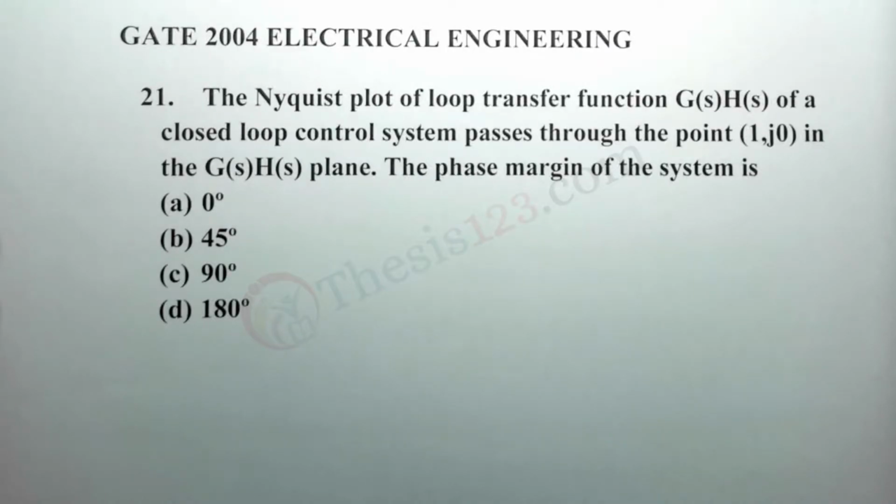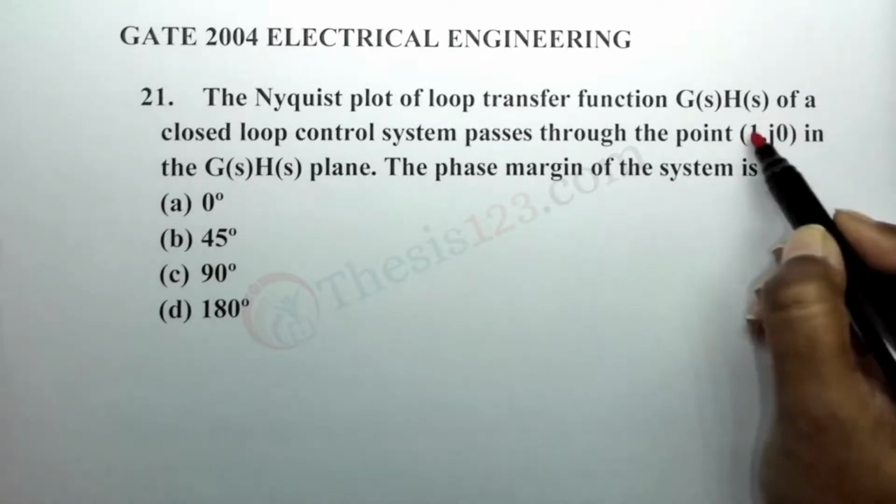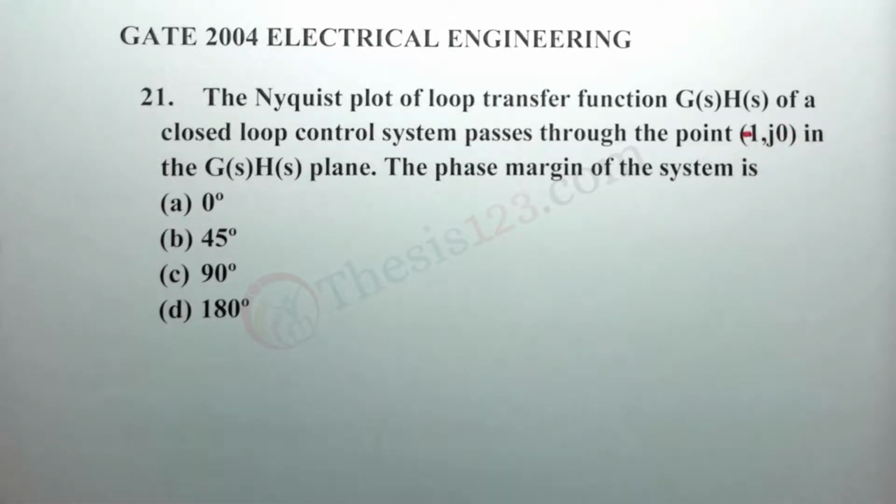Now here is our next question, number 21. The Nyquist plot of loop transfer function G(s)H(s) of a closed loop control system passes through the point of -1, j0 in the G(s)H(s) plane. The phase margin of the system is 0, 45, 90, 180 degrees.